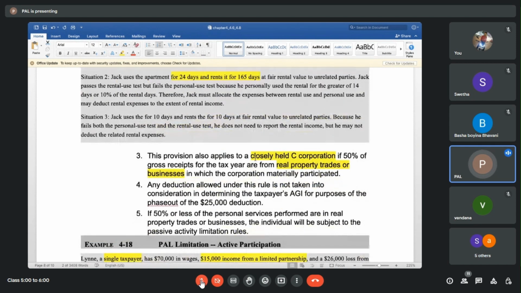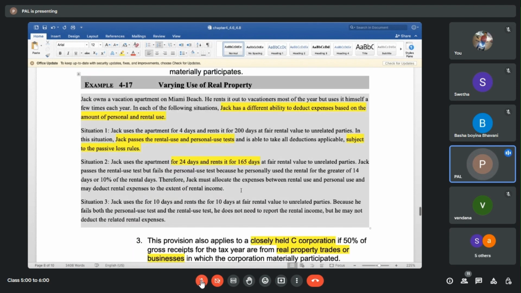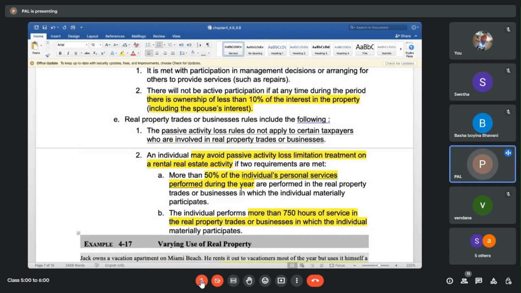This provision is also applicable to closely held C corporations, which are more like an S corporation or LLC. All the rules applicable to LLCs and S corporations also apply to closely held C corporations. We don't see much of that, and it is different from a regular C corporation. If 50% or less of the services performed are towards the rental or real estate, then the passive activity rules come into the picture because it is no longer active.